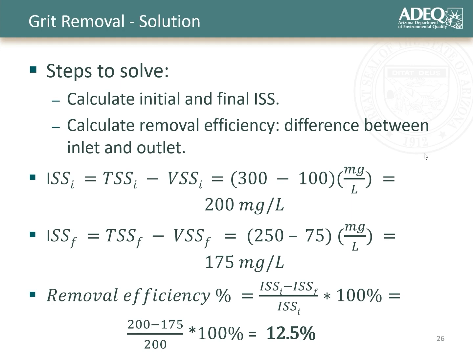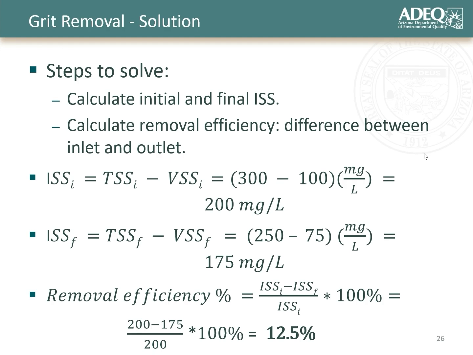Now, if we look at the removal efficiency equation, we put those numbers into it. So we get 200 minus 175. That tells us how much is removed across the system, divided by what was initially in there, which is the 200, times 100. In this example, we get 12.5% as our removal efficiency across the system.